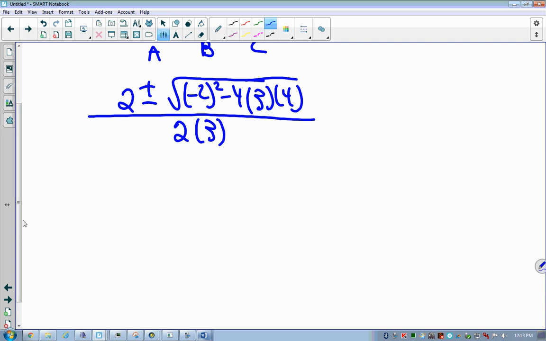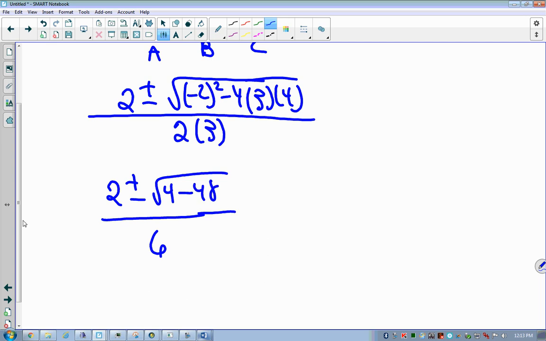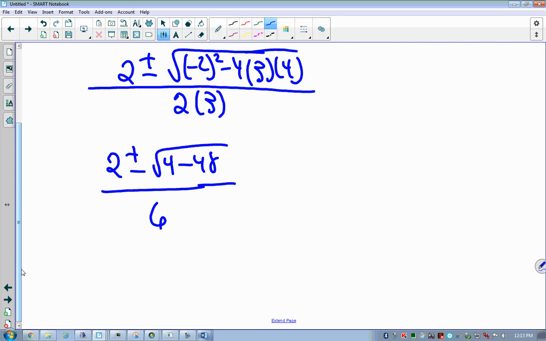Bring this down, give us some room. 2 plus or minus over 6. Square root of, well, we know that's 4. And we're going to get negative 12 times 4, which would be negative 48. Okay, so we can simplify this on down. So we've got 2 plus or minus square root of negative 44 over 6. Kind of interested to see. Let's see, we're on number 7?